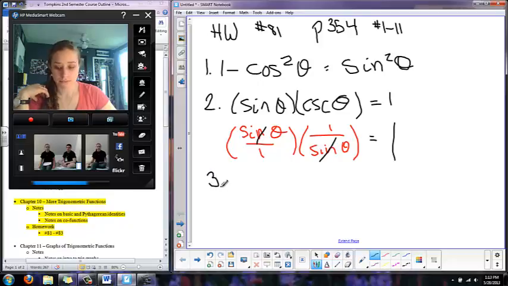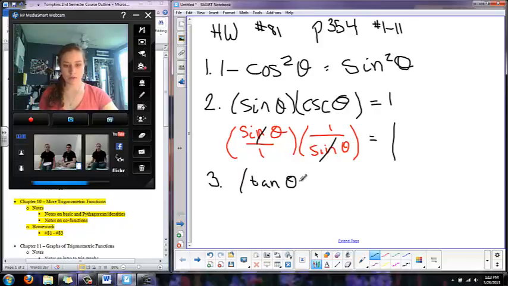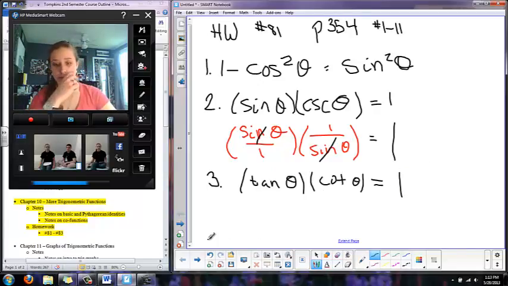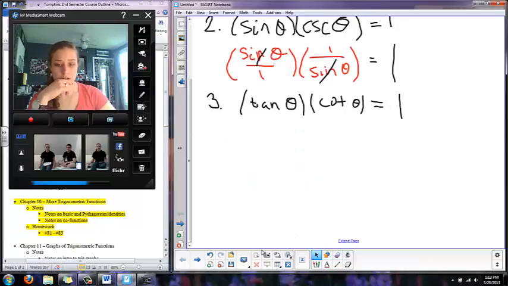Number 3. Tangent theta times cotangent theta. Hopefully you recognize from the question above that tangent and cotangent are reciprocals of one another, so when you're multiplying those together, tangent times 1 over tangent, that's just going to give me 1 as well. It's pretty easy.